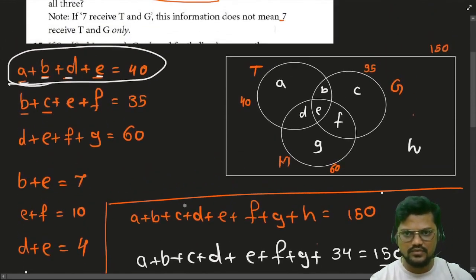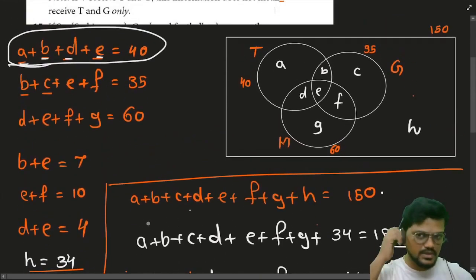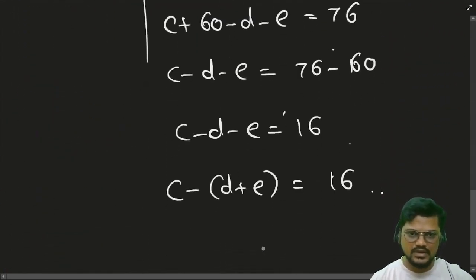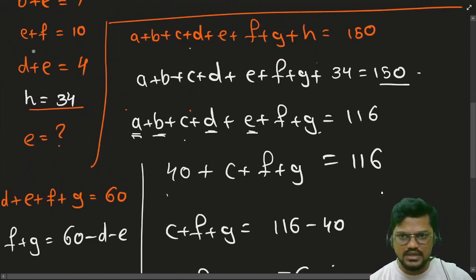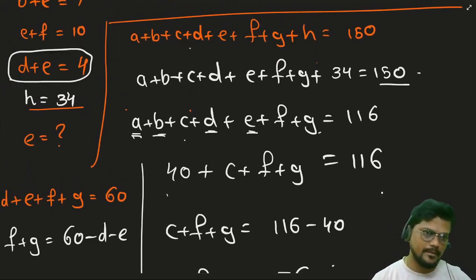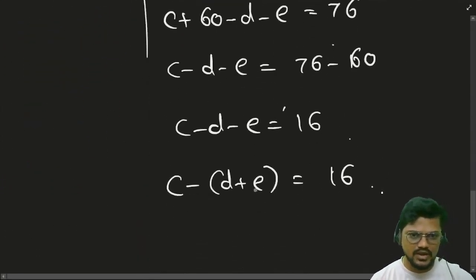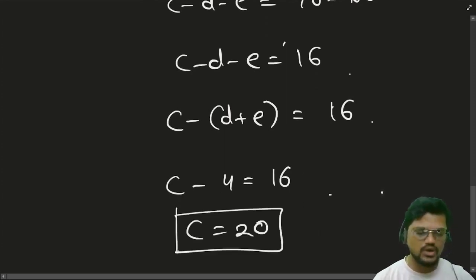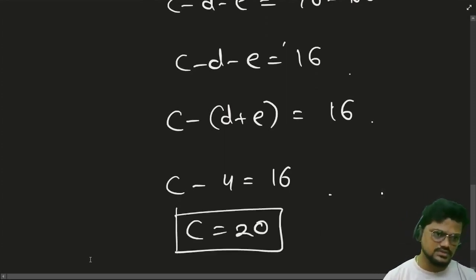Related to C I have over here B plus E plus F. D plus E I have. See over here, I have D plus E equals 4. So I can write D plus E equals 4. So C minus 4 equals 16. So C equals 16 plus 4, so that gives you 20. So I got the value of C from this.